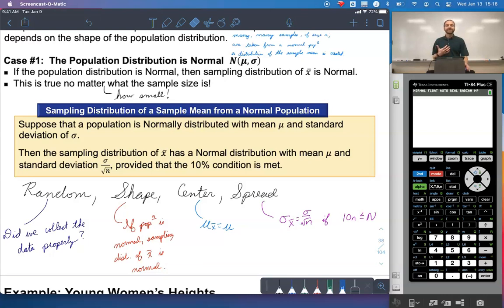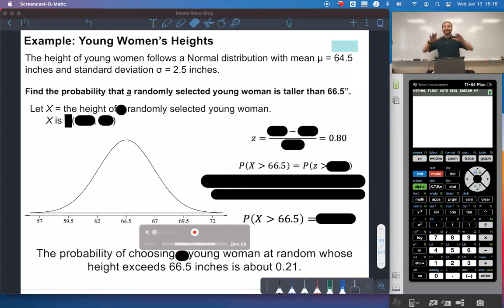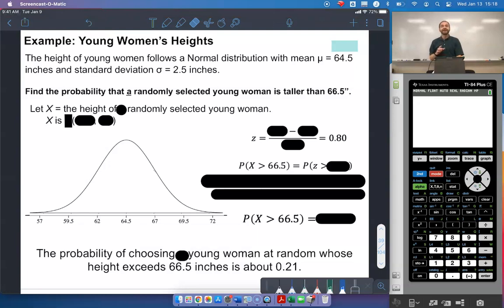So now we're going to look at an example of this, and we're going to talk about some differences with these next few slides. All right, so here we are looking at the example. We're looking at the young women's heights. And remember, we've dealt with these examples for quite some time. It says the height of young women follows a normal distribution. So right there, it is telling me that the population distribution is normal.